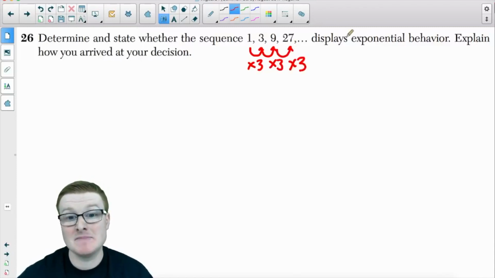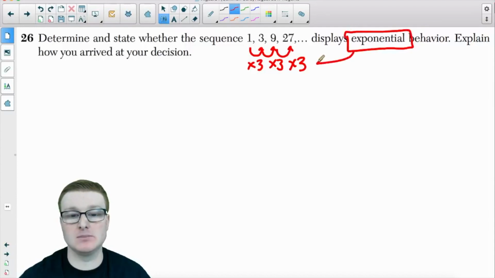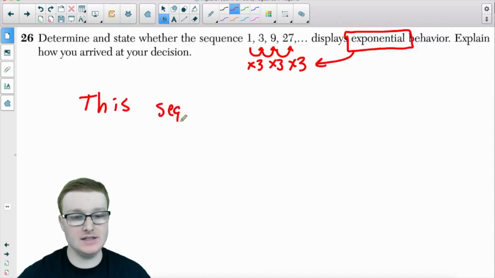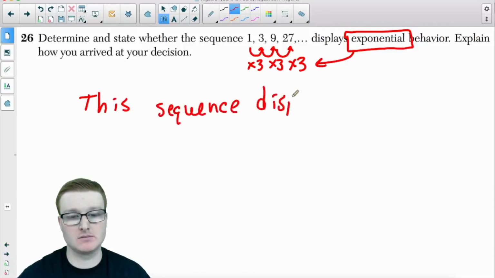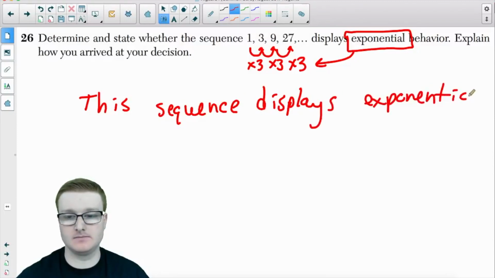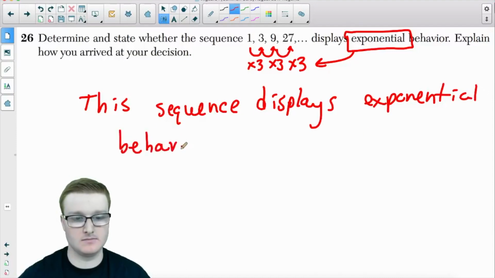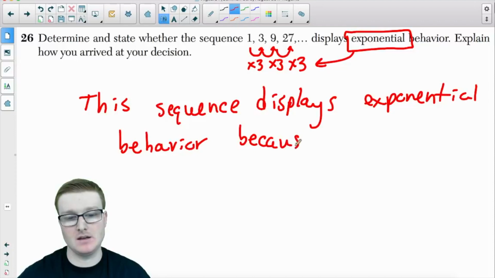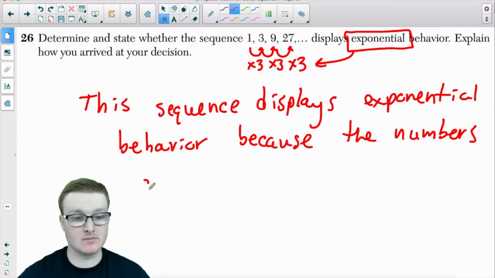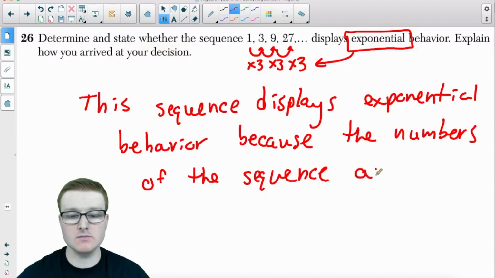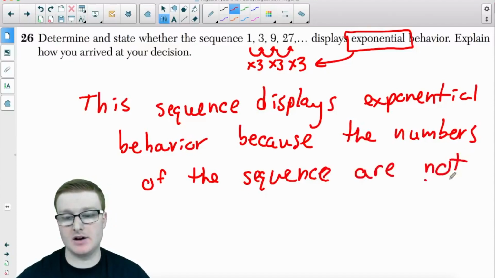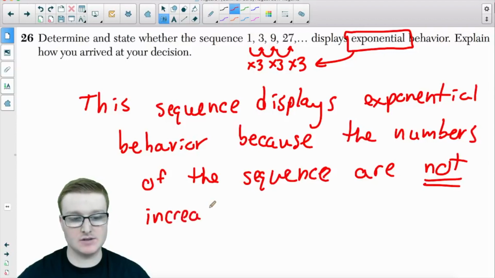This clearly is exponential behavior, because exponential is multiplication. So your answer could be written as this. This sequence displays or shows exponential behavior because the numbers, which in this case are 1, 3, 9, and 27, the numbers of the sequence are not increasing at a constant rate.